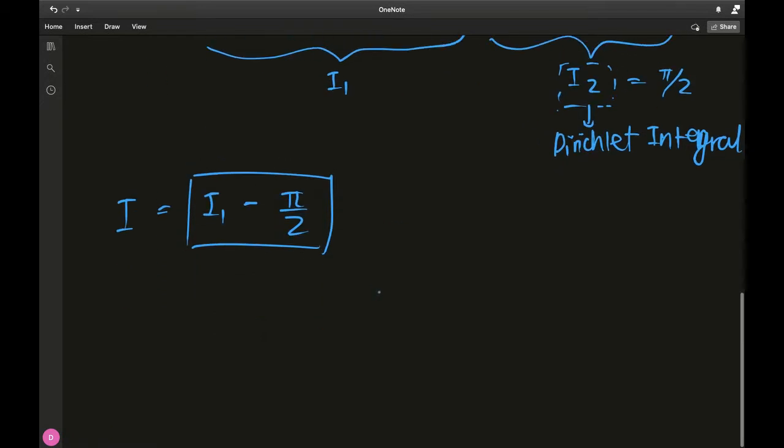In order to evaluate this, we need to find I1. So let's do that on a fresh page. See you there.